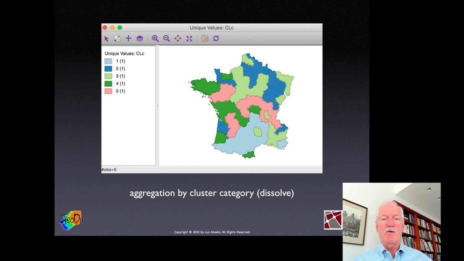A second important use, as I mentioned, is the aggregation. This will be more relevant when we impose spatial constraints, because here we see that the regions, so to speak, are not connected. They're parts all over the place. But still, we can carry out an aggregation in GIS speak. This is called a dissolve operation, where we merge all the original units into one larger unit following the cluster category.